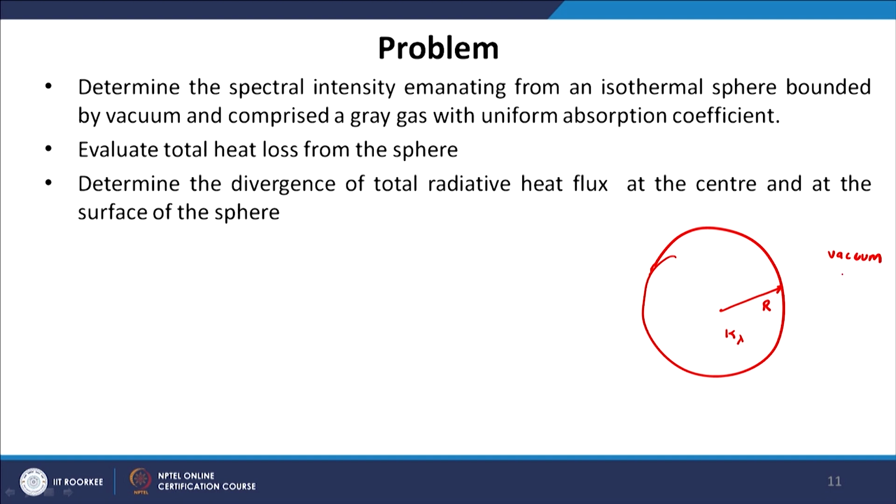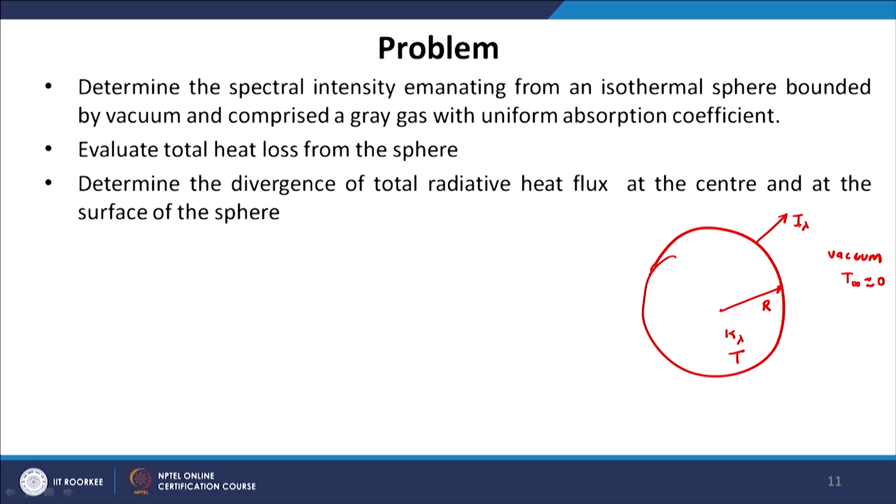and the temperature is almost close to 0. So, vacuum and 0 temperature outside the sphere is specified because we want to exclude any external irradiation. So, we have this sphere which is filled with the gas, the absorption coefficient is kappa lambda, the temperature of the gas is uniform, kappa lambda is uniform, the temperature is T, the radius is r.